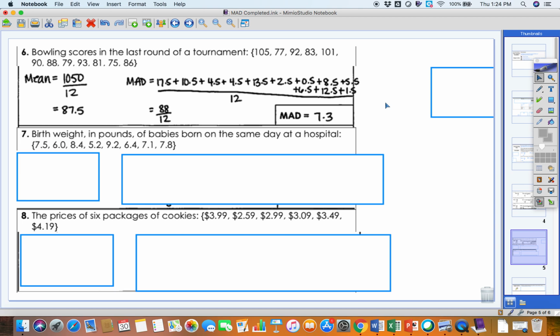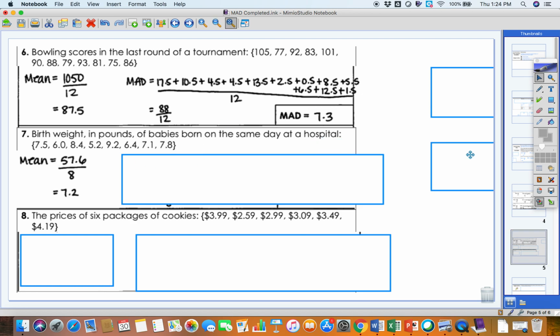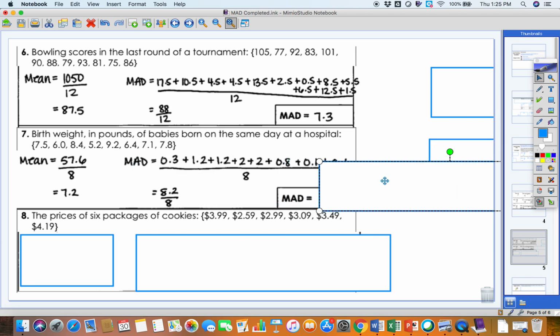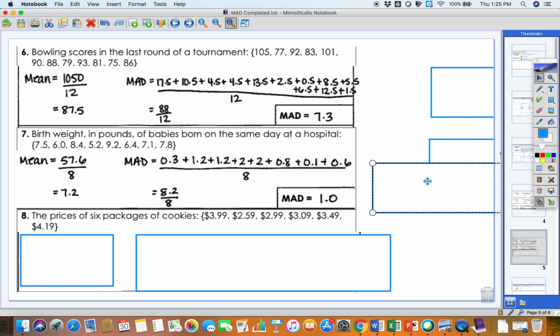Birth weight in pounds of babies born on the same day at a hospital. First step, find the mean. The average baby weight is 7 pounds 2 ounces, or 7.2 pounds, I guess. Then you find the difference between 7.2 pounds and all of the recorded baby weights. And so you get 8.2 divided by 8. And this is a decimal, but we're going to round to the nearest tenths place. So we get 1.0 for our mean absolute deviation.